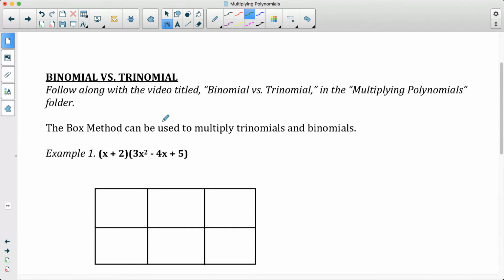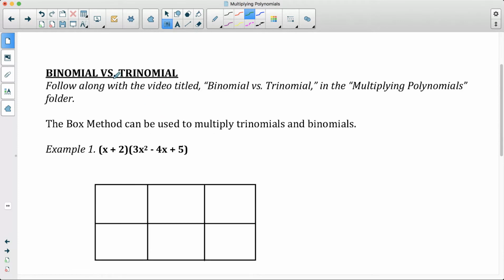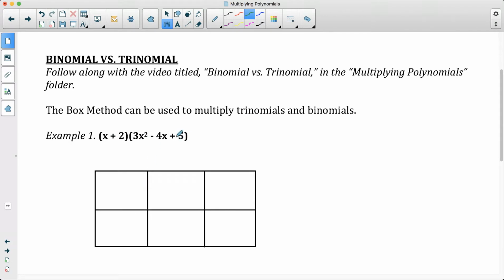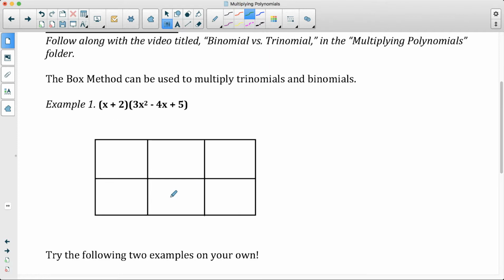All right, now we're going to talk about multiplying a binomial versus a trinomial, and this is something we have not done in class before. So I'm going to use the box method because when you start to get larger polynomials that you're multiplying, so more terms, it's a lot easier to organize your thinking using the box method. You can use the distributive property. The box method is just a lot easier.